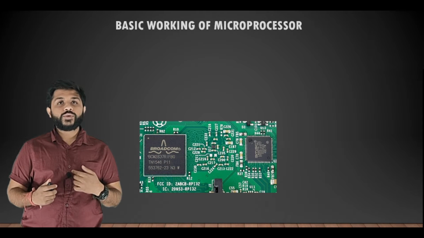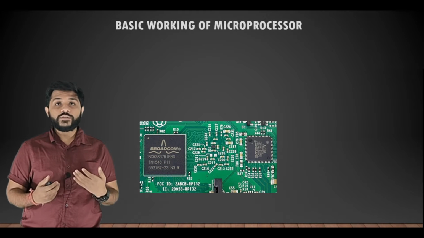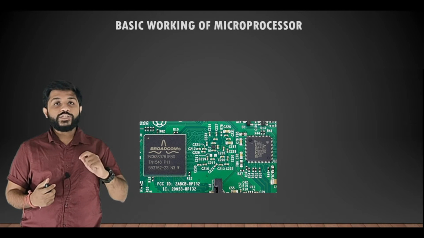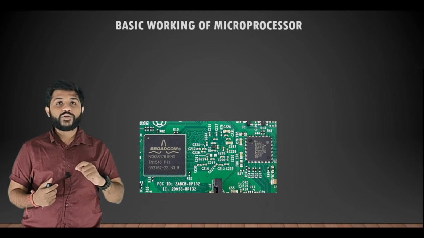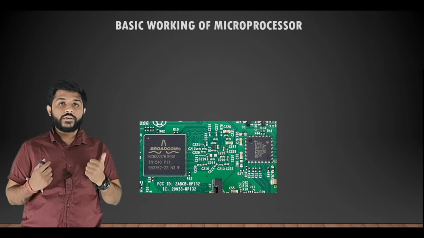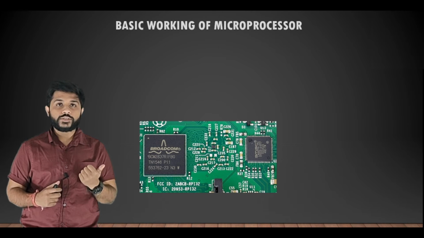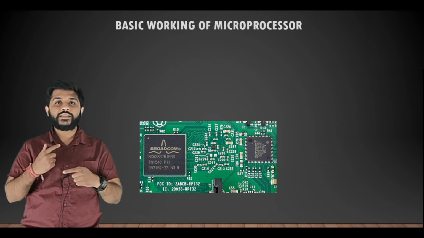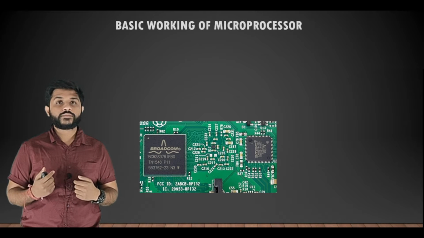If you are storing, let's say, 100 instructions, the process will be the same. It will start fetching the instruction from the first memory location. It will fetch, decode and execute. Once the fetch, decode and execution of the first instruction is done, it will fetch, decode and execute the next instruction, and the process will keep going.